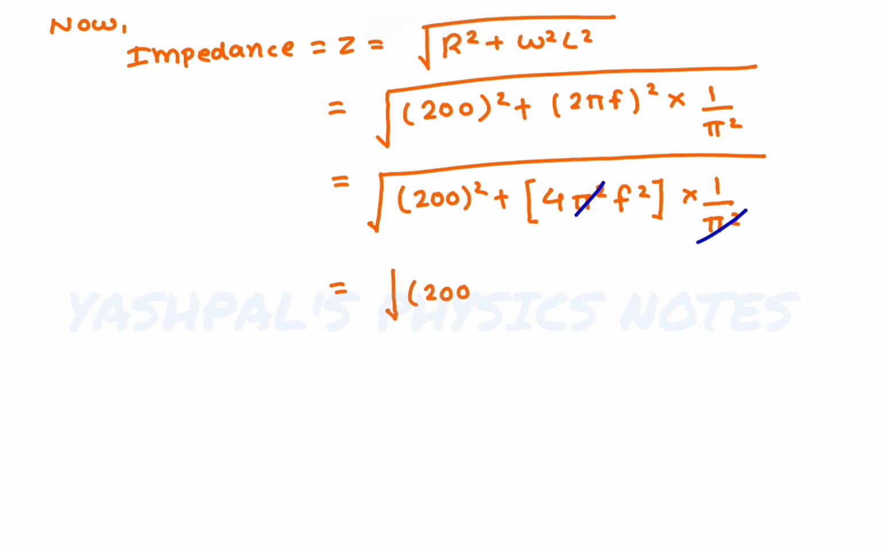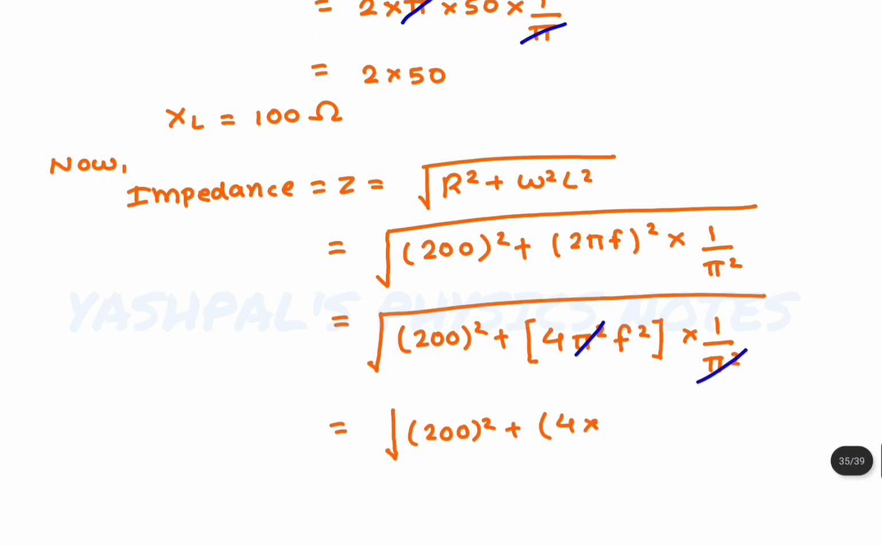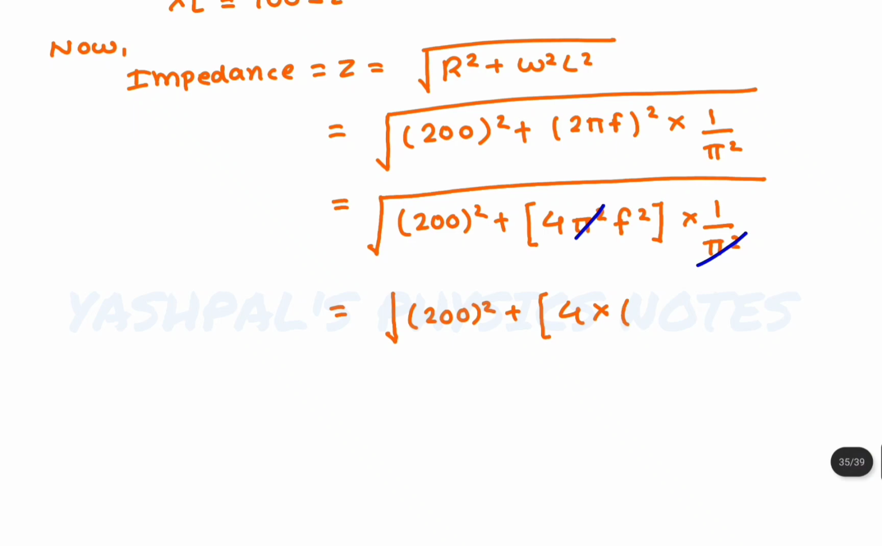Under root 200 square plus, here I can write 4. What is the value of f? Value of f is given as 50 Hertz. So it's 50 square into 1 as it is, under root.